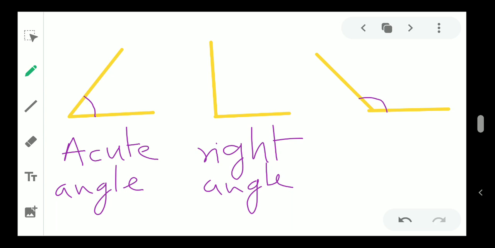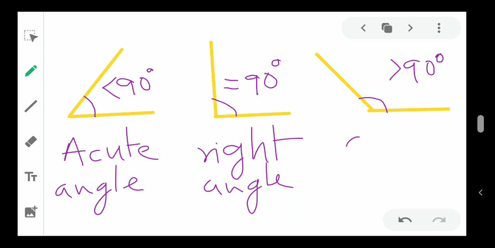If you have something bigger than 90 degree, degree we write like this. We give a round like this, it is equal to 90 degree and this is less than 90 degree. So this is called obtuse angle when it is bigger than 90 degree. Okay, so there are basically these three classifications: acute, right angle and obtuse angle.